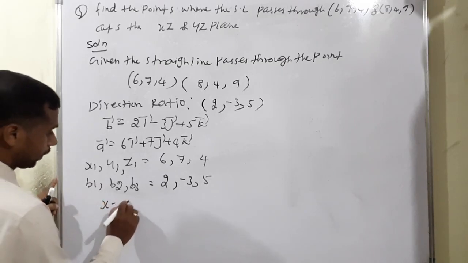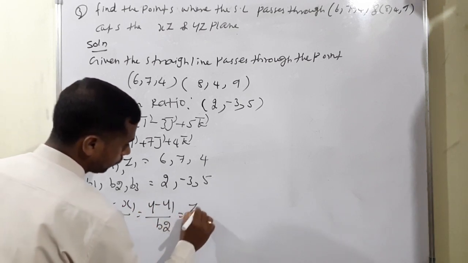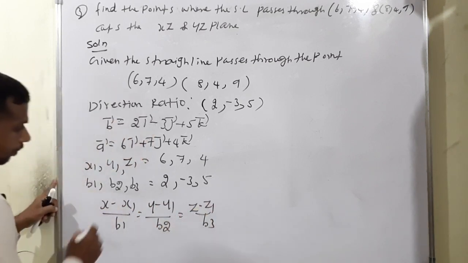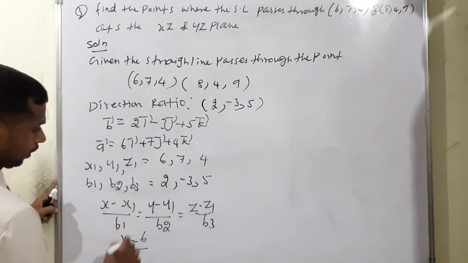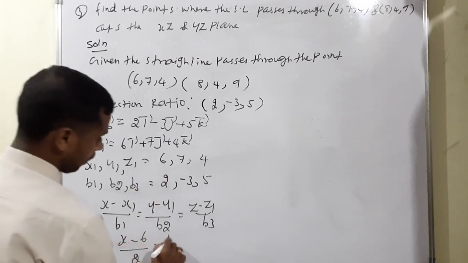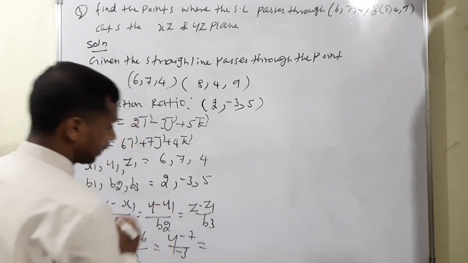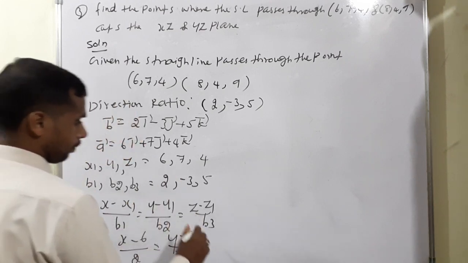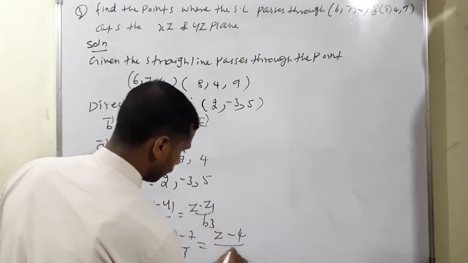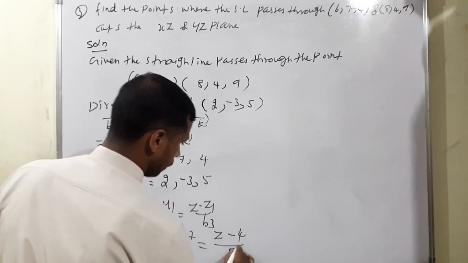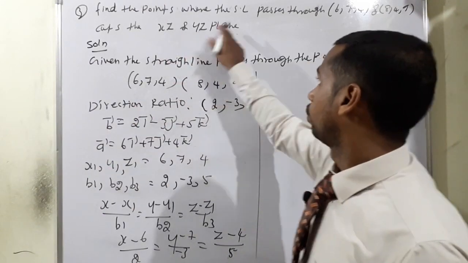The formula: x minus x1 by b1 is equal to y minus y1 by b2 is equal to z minus z1 by b3. Therefore x minus 6 by 2 is equal to y minus 7 by negative 3 is equal to z minus 4 by 5, isn't it? Now the line cuts xz and yz plane.